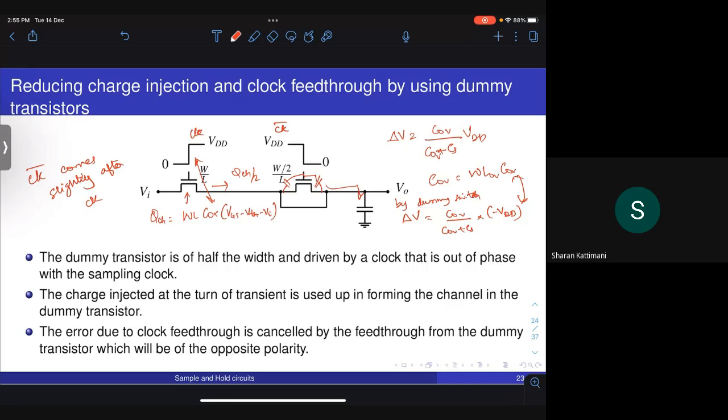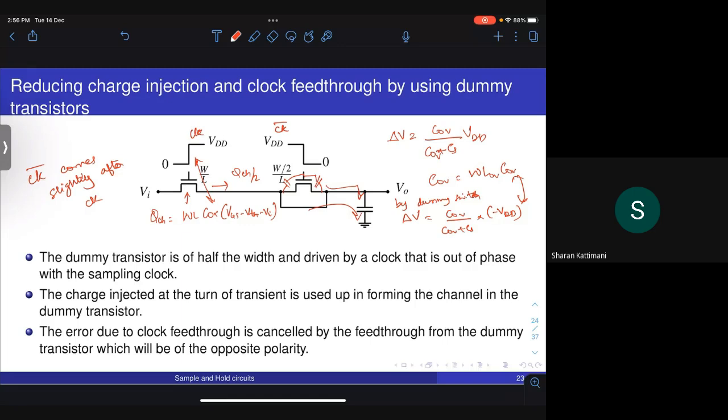First, you let the sampling switch go off, let it inject whatever charge it injects into the output, and then after a small delay, you turn on the dummy switch. It will absorb or inject the negative charge to compensate for whatever error has been introduced by the sampling switch. And that charge will have no other path but to go into the load capacitor and therefore compensate for whatever error is produced by the turn off transient of the sampling switch.